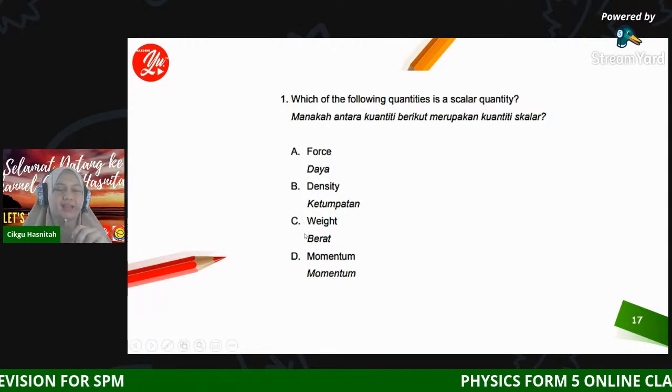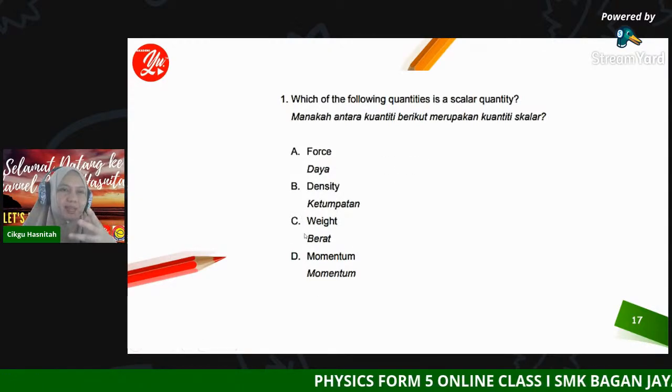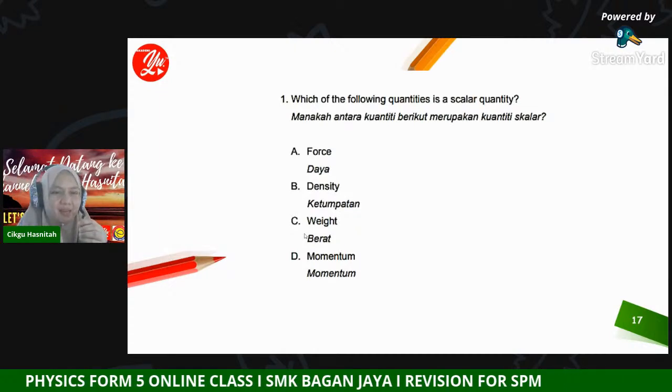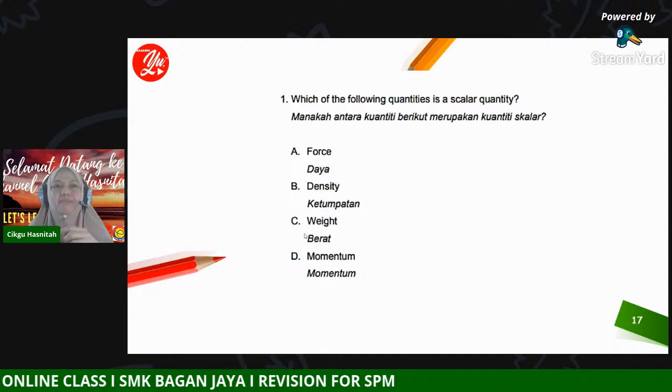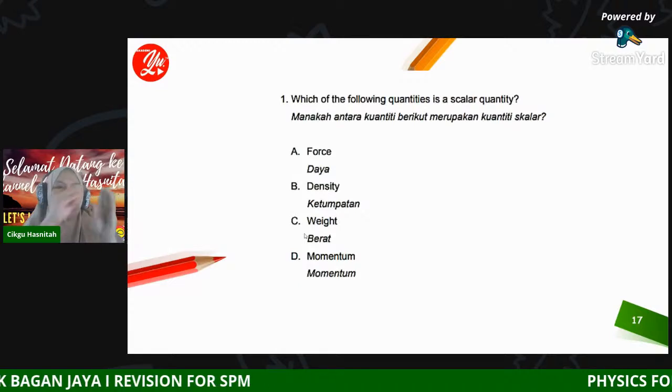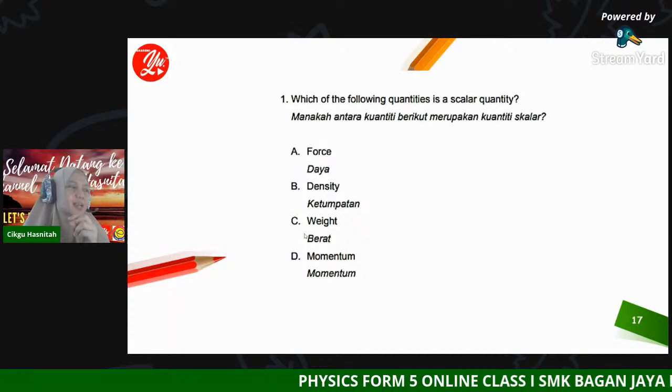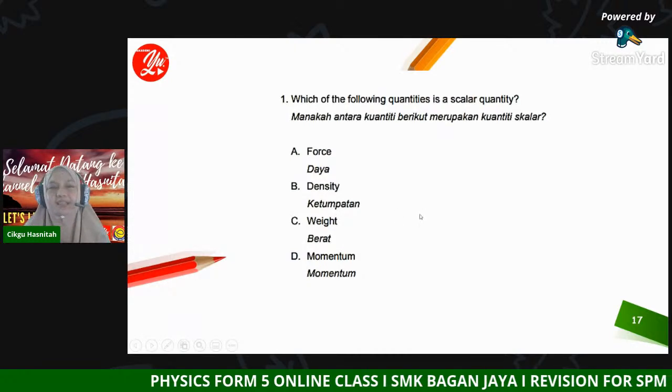How about weight? Weight is also a vector. It has magnitude and it has direction, weight acting downwards. Momentum is also a vector. It shows direction. So the answer is density. Density is a scalar.